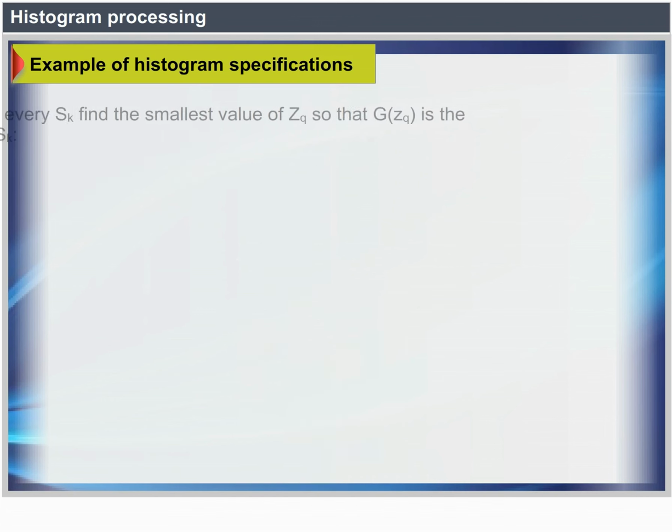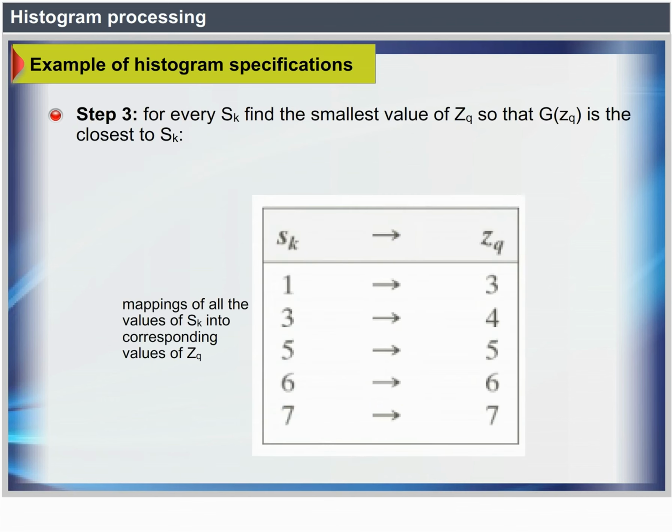Example, comparison between histogram equalization and histogram matching. Images of Mars moon taken by NASA. Original histogram image.